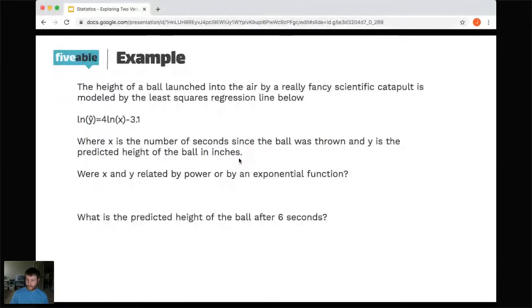So y'all take a minute and calculate what the height of the ball is going to be after 6 seconds, and post your answer in the chat below, and then we'll look at that.